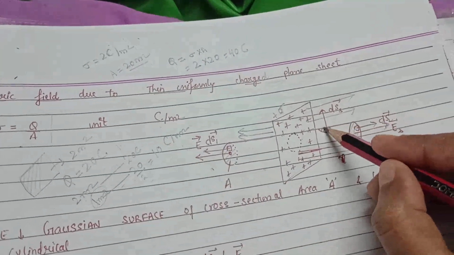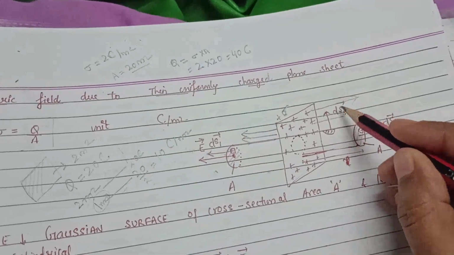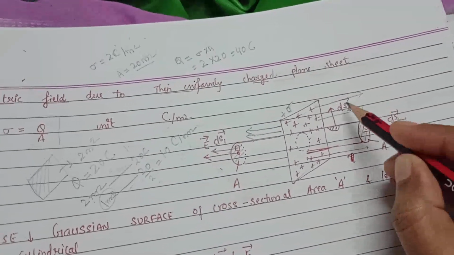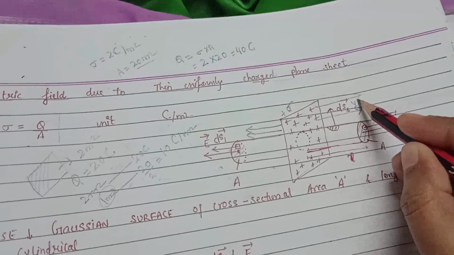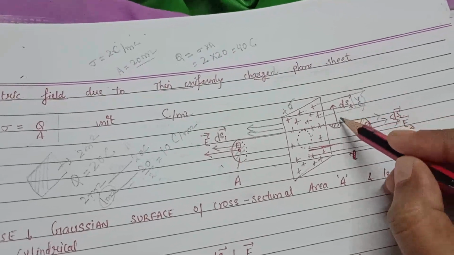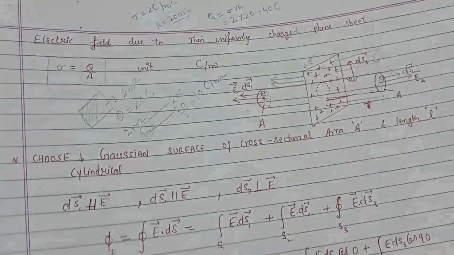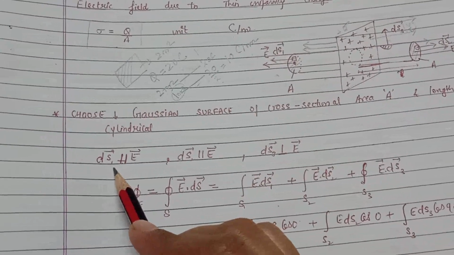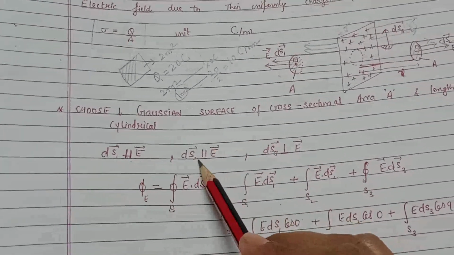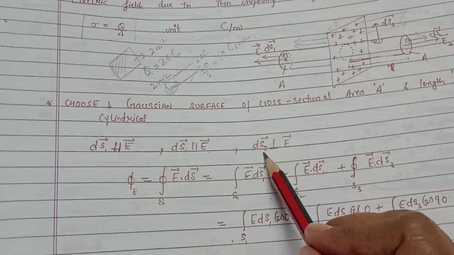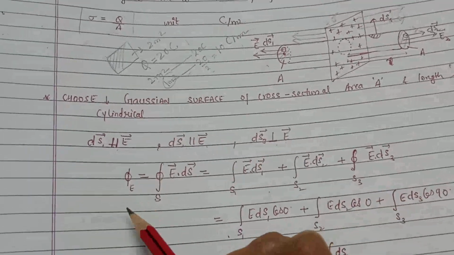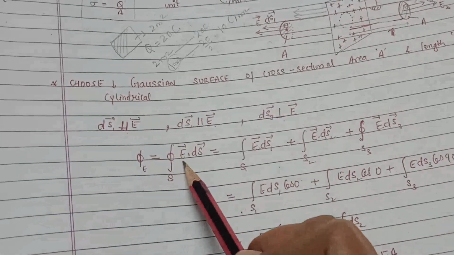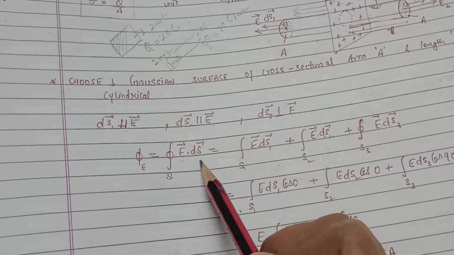But for the curved surface, the area vector is at a right angle to the electric field, because the electric field is along the x direction and the area vector is along the y direction, and between the x and y axes there is a 90-degree angle. So first you have mentioned here ds1, the area of the first surface, parallel to the electric field, the area of the second surface parallel to the electric field, and the area of the curved surface perpendicular to the electric field. First we calculate the electric flux manually and then apply the formula: electric field vector dot area vector.